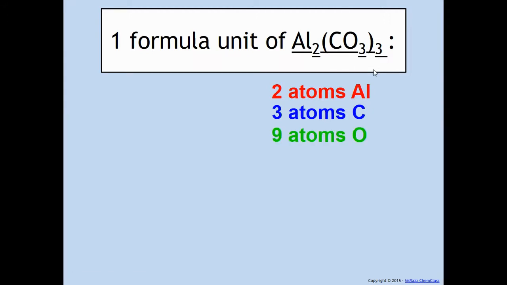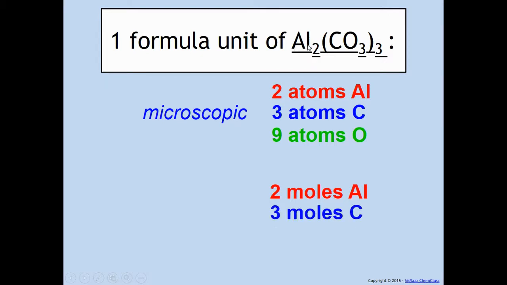So when we're talking about atoms, we're talking about things in the microscopic realm. Tiny, tiny, tiny, tiny, tiny. Instead of talking about the microscopic realm, moles allow us to talk about things macroscopically large. So we can go back and look at the same thing. Let's look at aluminum carbonate. Instead of talking about atoms, we have 2 moles of aluminum. We have 3 moles of carbon. We have 9 moles of oxygen. And that's when we talk about aluminum carbonate macroscopically in a large amount.